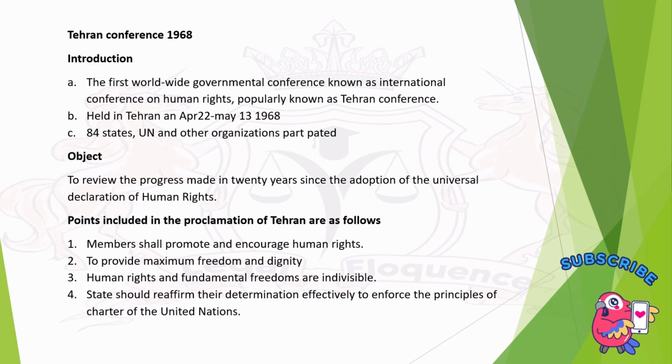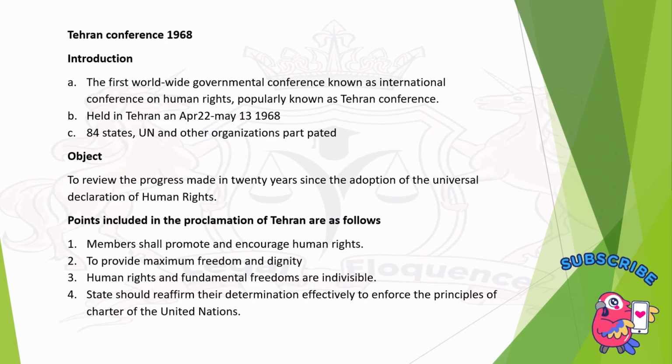Tehran Conference 1968. The first worldwide governmental conference, known as the International Conference on Human Rights, popularly known as the Tehran Conference, was held in Tehran between April 22nd and May 13, 1968. 84 states, the UN and other organizations participated. To review the progress made in 20 years since the adoption of the Universal Declaration of Human Rights was the object of the Tehran Conference 1968.